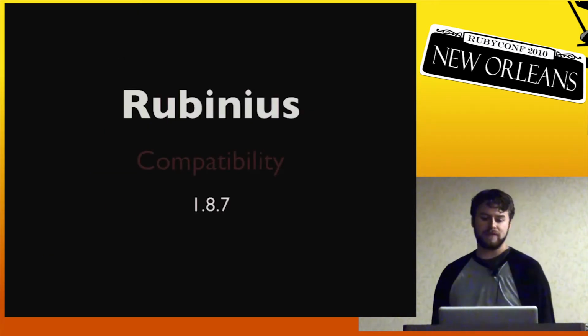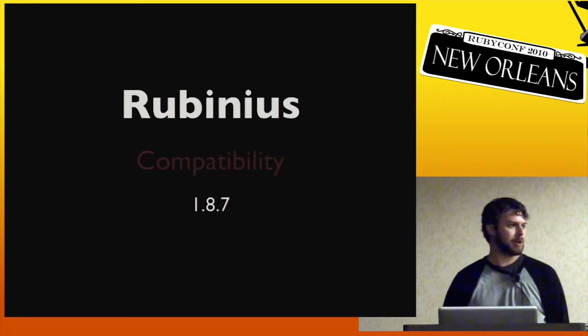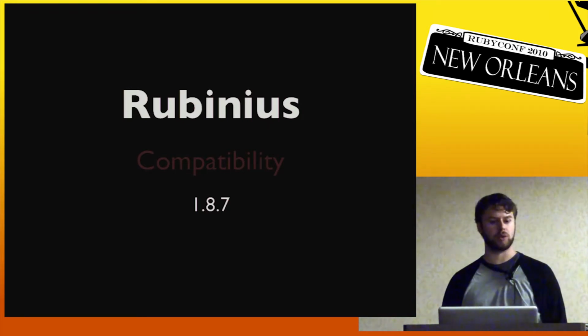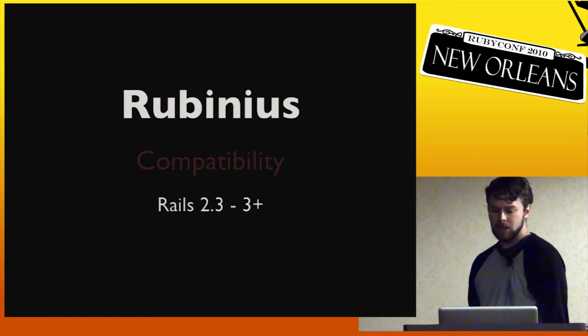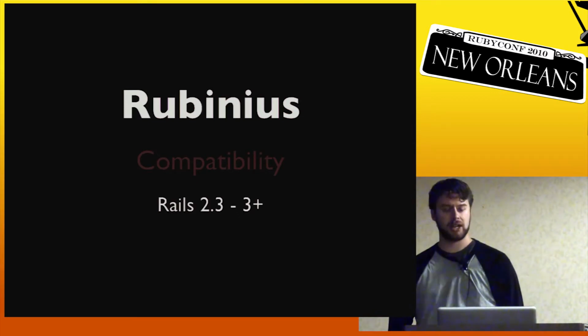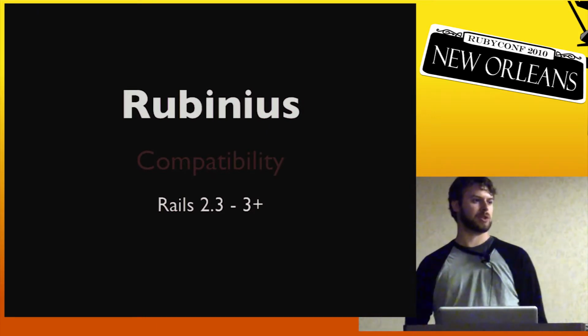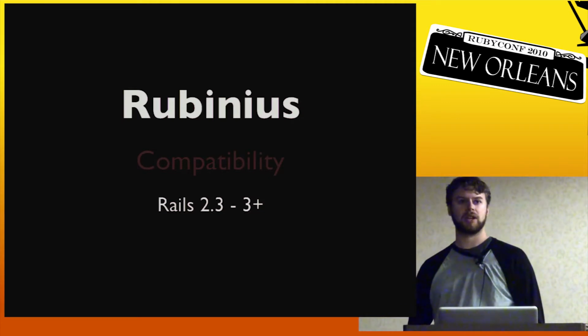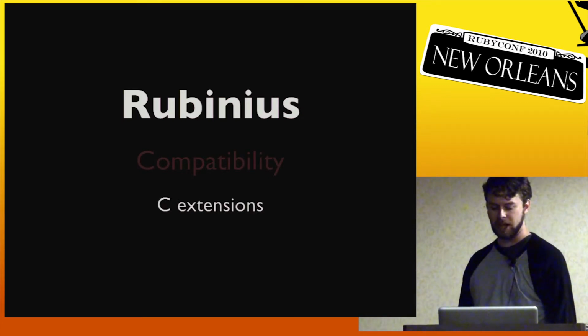So we aim for 1.8.7 compatibility, and we'll talk a little more at the end about future things, 1.9 and that kind of thing. We run Rails 2.3. We track Rails 3 head, actually, so we try to make sure that we're always compatible with the next version of Rails, so that people don't have that hang. People can always depend on that.